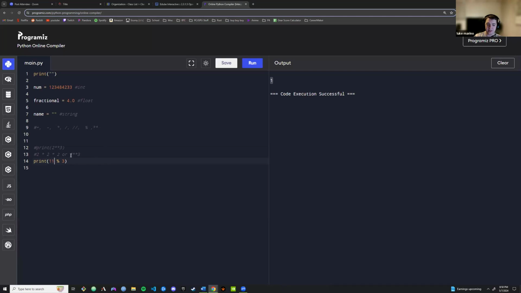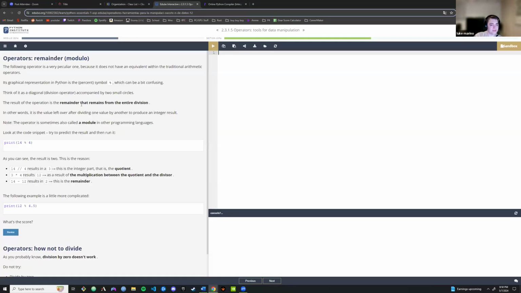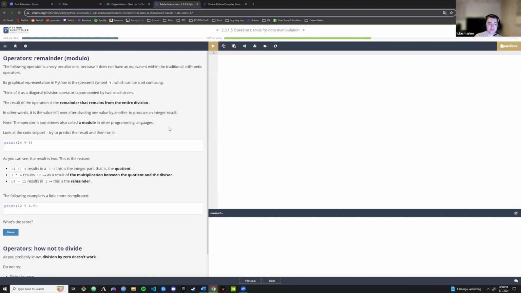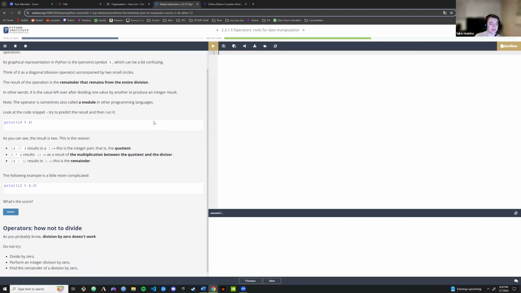If we want to do 11 mod 3, the remainder will be 2. So let me see if I can better explain that here. The result of the operation is the remainder that remains from the entire division. So it's the value left over after dividing one value by another to produce an integer result. The operator is also sometimes called a module in other programming languages. It's just in Python though, it's not.